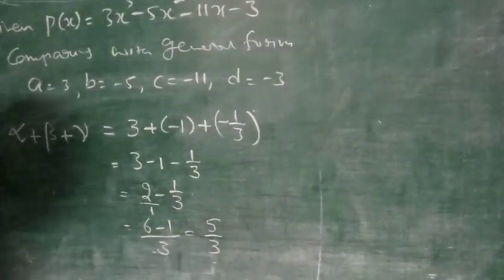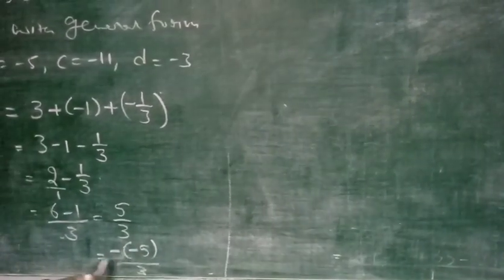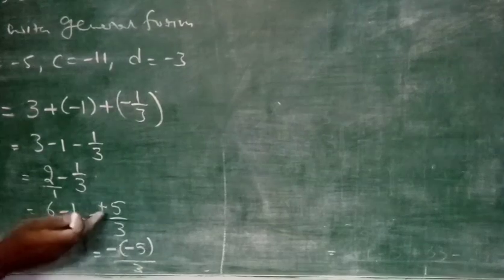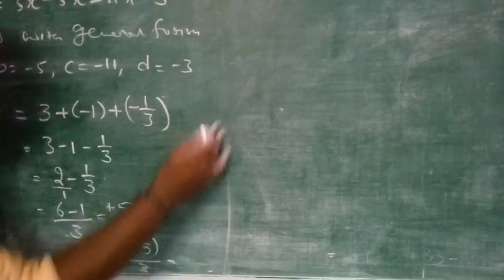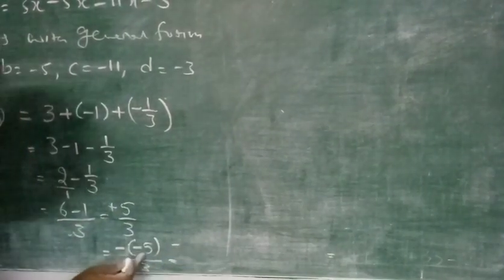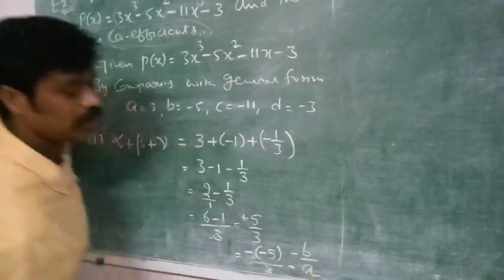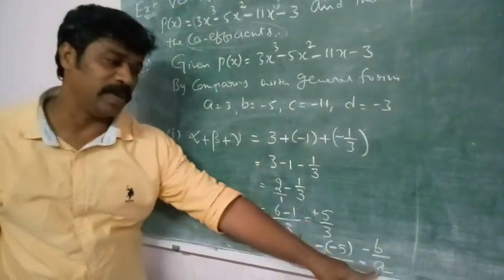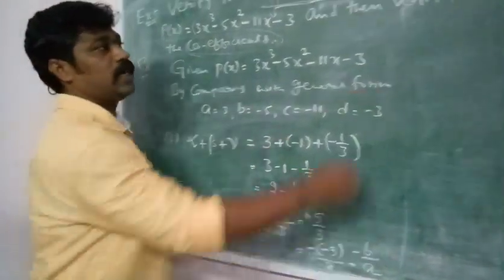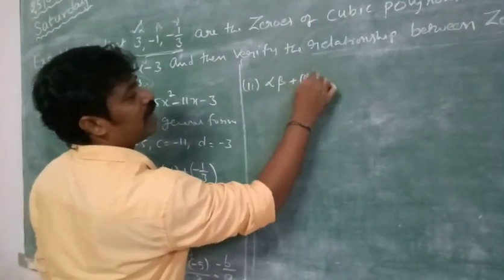Again, we can write this 5 as minus of minus 5. Both are the same, because minus into minus gives plus only. For our convenience, we write plus 5 by 3 as minus of minus 5 by 3. Minus 5 is nothing but b, and 3 is nothing but a. Now we learned that the sum of zeros, alpha plus beta plus gamma, is equal to minus b by a. So it is verified.